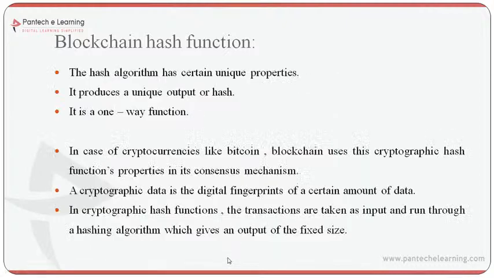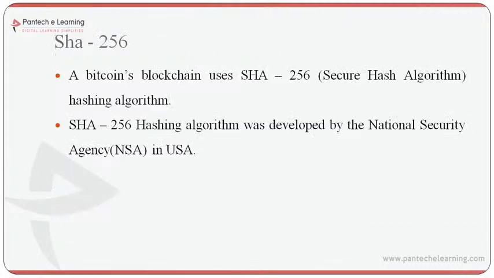So, blockchain hash function. This is the use of a hashing function. The transactions take varied length strings, various hashing algorithms are employed, and it gives a fixed size output. What hash algorithm does blockchain use? Secured Hash Algorithm, SHA 256.